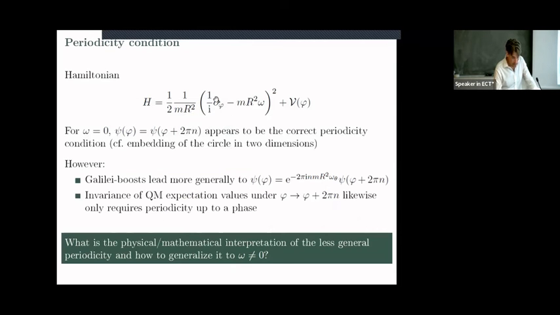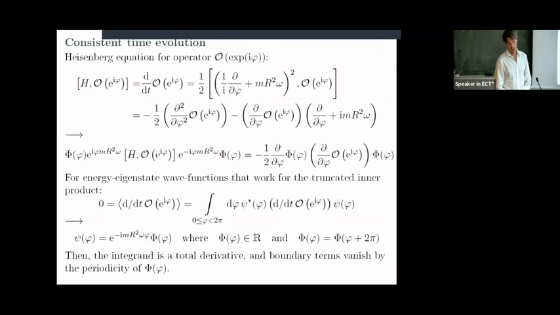Okay, so now let's look again at our Hamiltonian. And for simplicity, let us set omega to be 0, because we just wonder now about these periodic boundary conditions. So intuition may tell us that's the thing to do, but what speaks against it is that, after Galilei boosts, the wave functions do not need to be periodic anymore, but they are still valid wave functions. And of course, if we argue from the invariance of quantum mechanical expectation values, again, the periodicity is only fixed up to a phase. So we can't use any of these arguments to fix the periodicity. So what is then the reason to fix the periodicity?